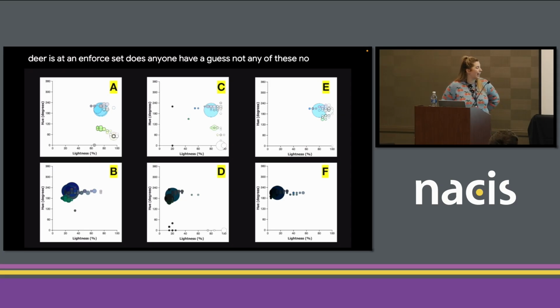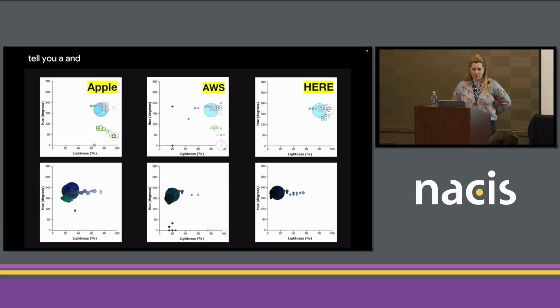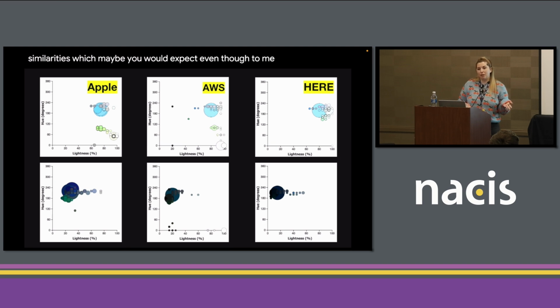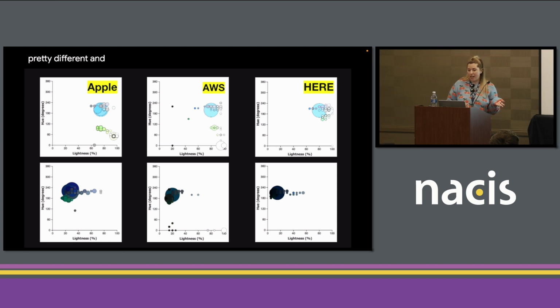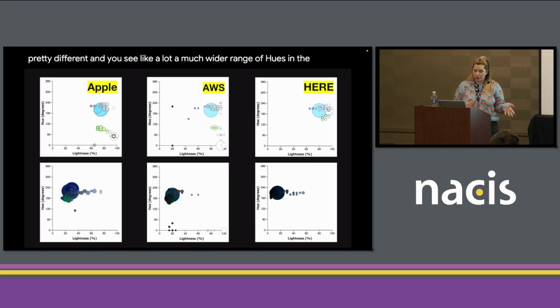No? Okay. I'll tell you, A and B are Apple. The middle one is AWS, and the last one is HERE. We designed the one for AWS, so I feel fine putting that up here. But it's interesting to see the relationships between them. There are a lot of similarities, which maybe you would expect, even though to me these styles look pretty different. And you see a much wider range of hues in the light map than the dark map.